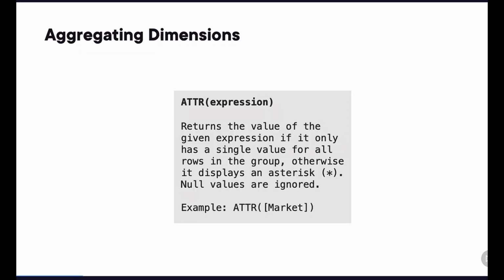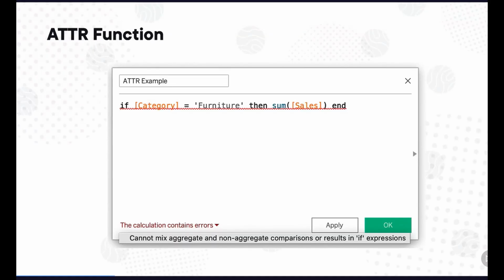Apart from min, max, count, and count distinct, you can also use the attr function to return a value of the given expression if it only has a single value for rows in the group. Otherwise, it displays an asterisk. Null values are ignored. Attr is the most suitable for when you run into a situation where Tableau yells at you by saying you cannot mix aggregate and non-aggregate comparisons or results in an if expression. In this example, the category field is a non-aggregate field because it is not wrapped in an agg function, in which case you can wrap this field in attr to satisfy Tableau's if syntax requirements.